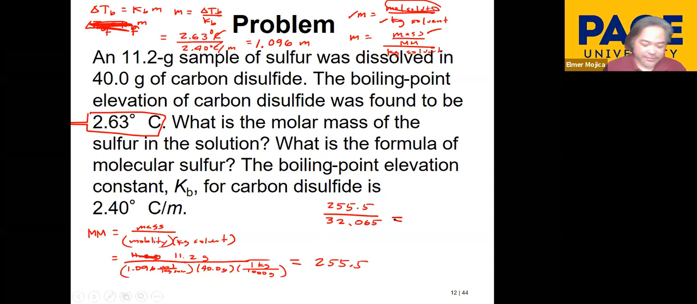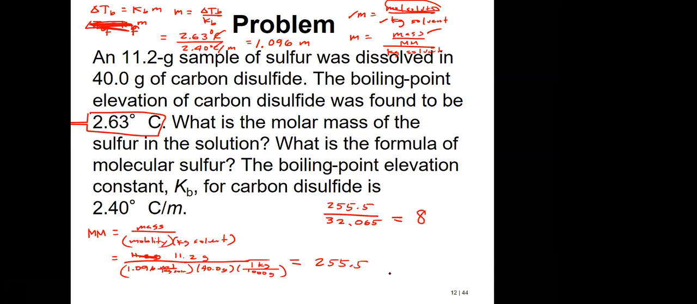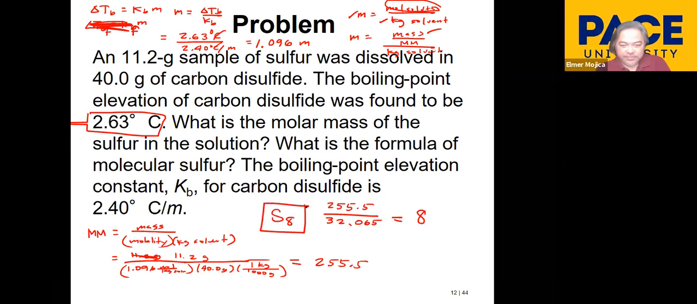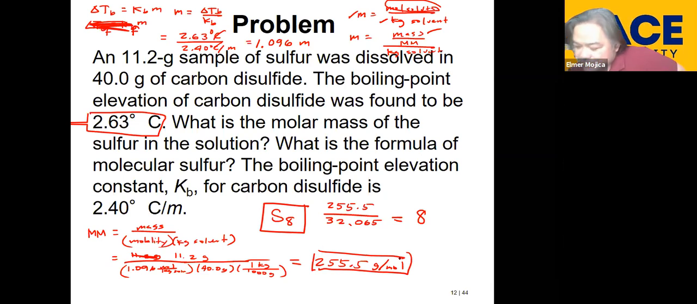And what do you get from that? If you round it up, it would be around 8. So that means your sulfur will be an S8. So that's the main use of your freezing point depression or boiling point elevation. They can also be used to determine the molar mass of the unknown.